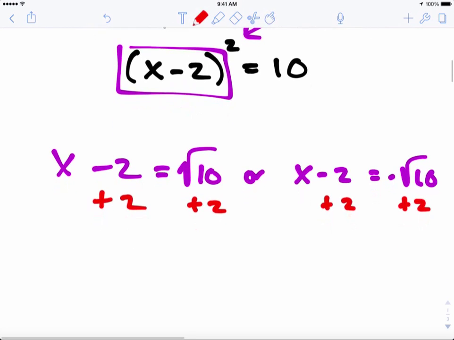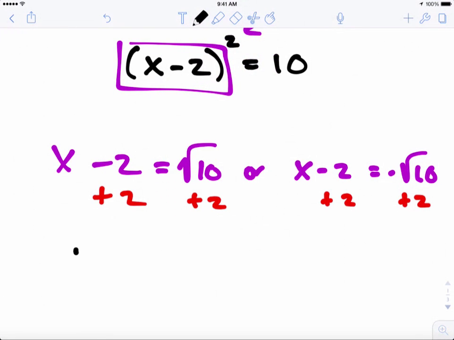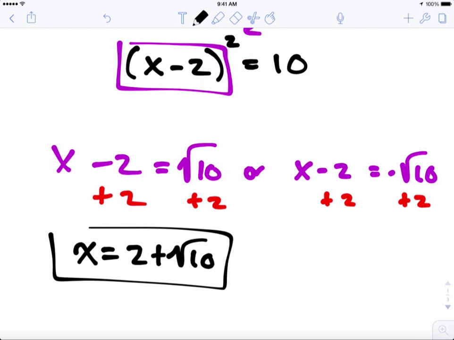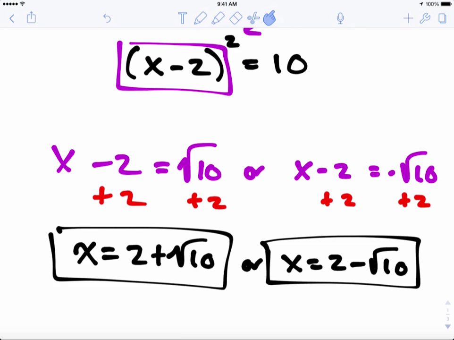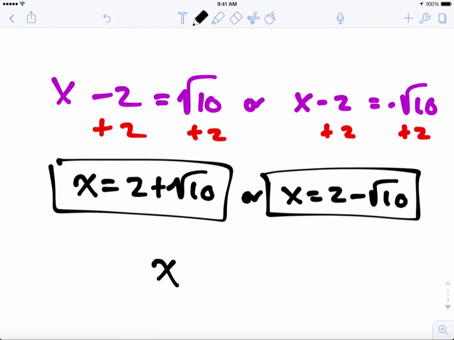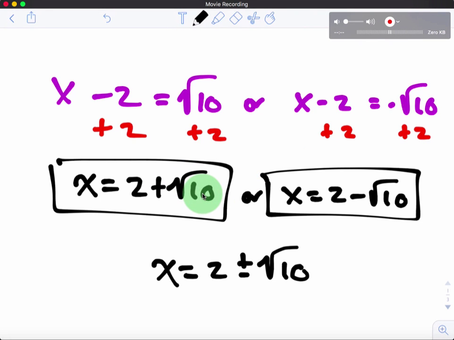And we find our two solutions to this quadratic, namely, x equals 2 plus the square root of 10, amazing, or x equals 2 minus the square root of 10. Some people like to write this as x equals 2 plus or minus the square root of 10. I'd be okay with that. I prefer these two. I just think it's a little more clear.